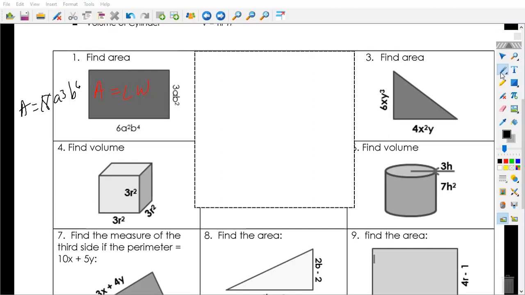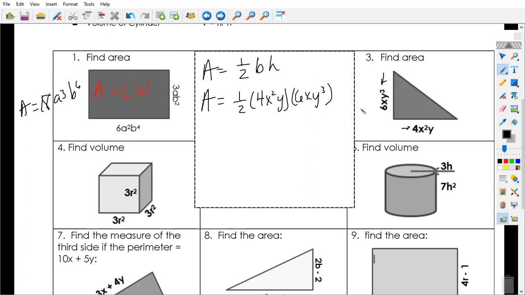All right. So area of a triangle is what? What does it say? Area equals 1/2 base times the height. Do we have our base? Do we have our height? So we plug everything in. 1/2. What's our base? 4x squared y. What's our height? 6xy cubed.